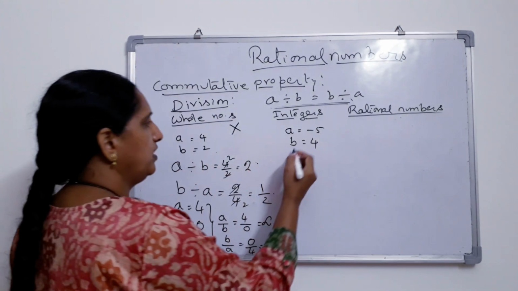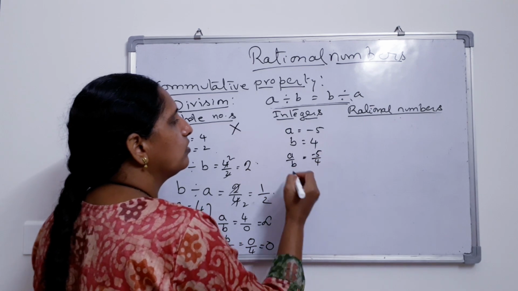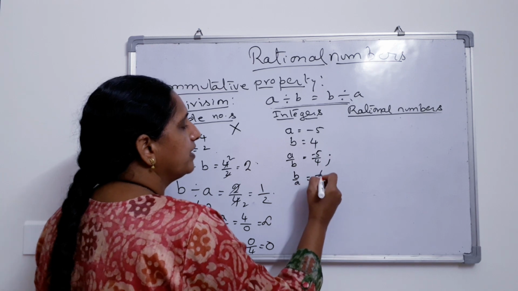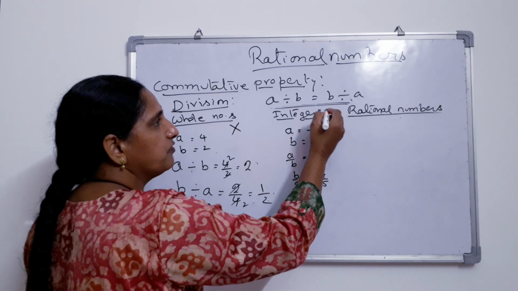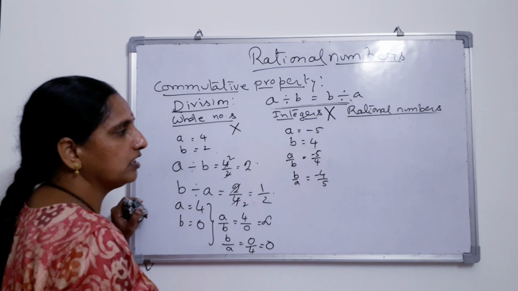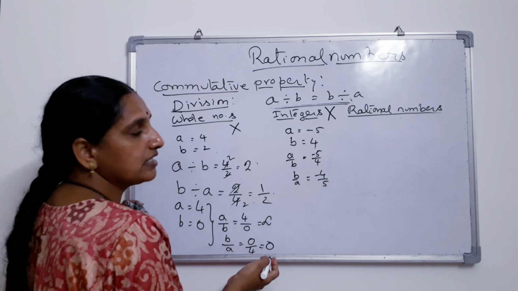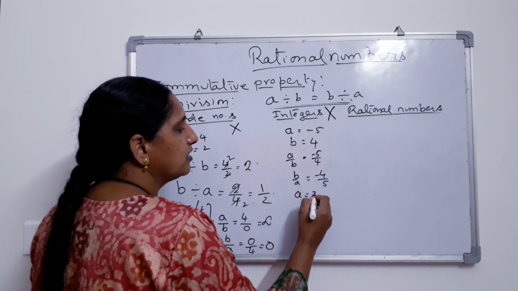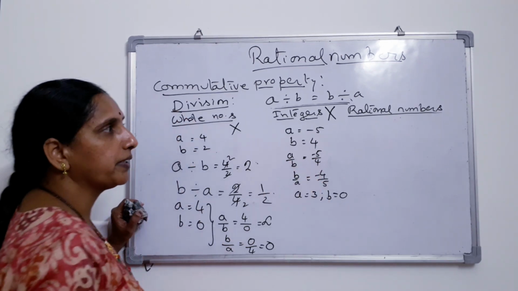Integers also. We shall see in integers. A by B is equal to minus 5 by 4, whereas B by A is equal to minus 4 by 5. These two are not equal, so therefore it does not obey division. Now taking 0, like this only you will get the case. You do it by yourself with A is equal to something like 3 and B is equal to 0. You should do this and then post me.